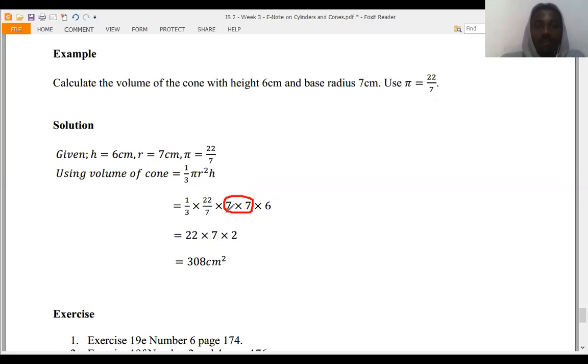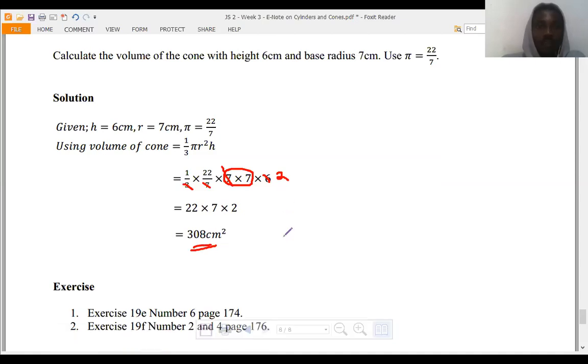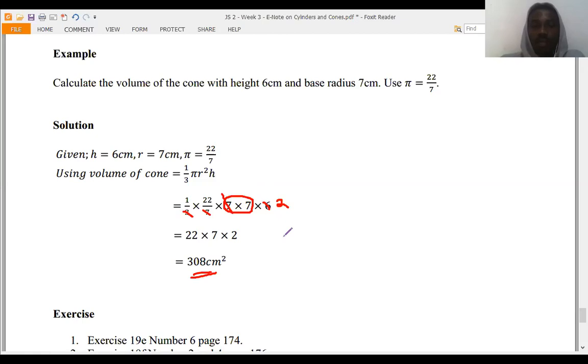One of these 7s will factor out with the 7 in the denominator, so we are left with 22 times 6. Okay, 3 can also cancel 6, and we are left with 2. That is 22 times 7 times 2, which is equal to 308 centimeters cubed. I hope that was clear enough. Very simple. All you need to do here is understand the formula or memorize the formula and apply. You must know how to apply it. You must remember the formula whenever you're asked.